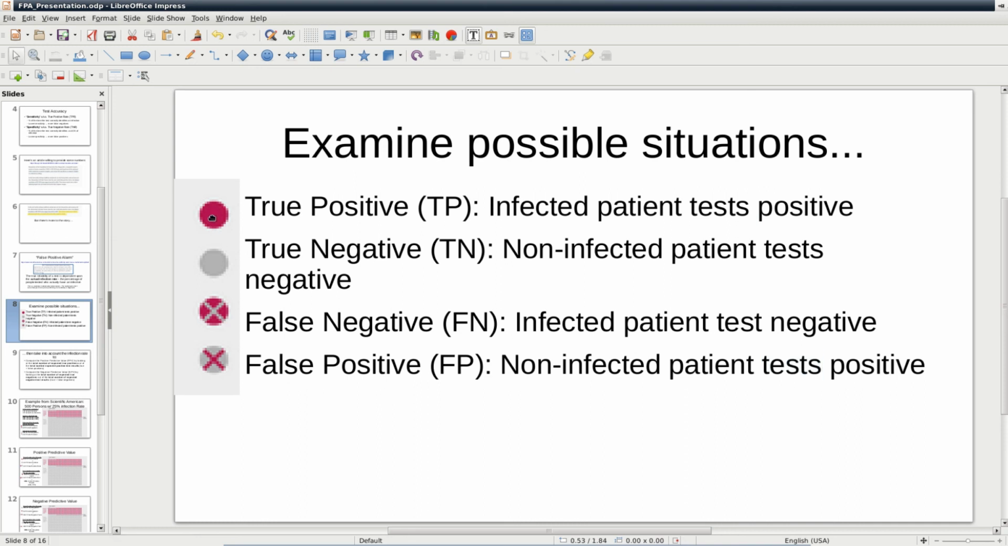So I went ahead and put each of those situations here next to an icon. These little icons are from the Scientific American article. They're used in the diagram. We'll see those in just a moment.